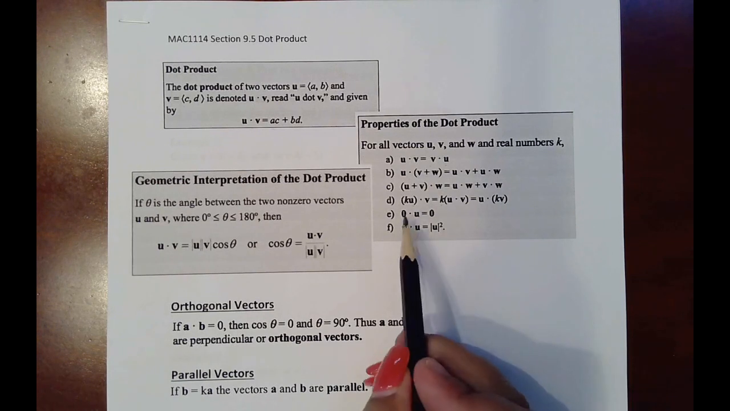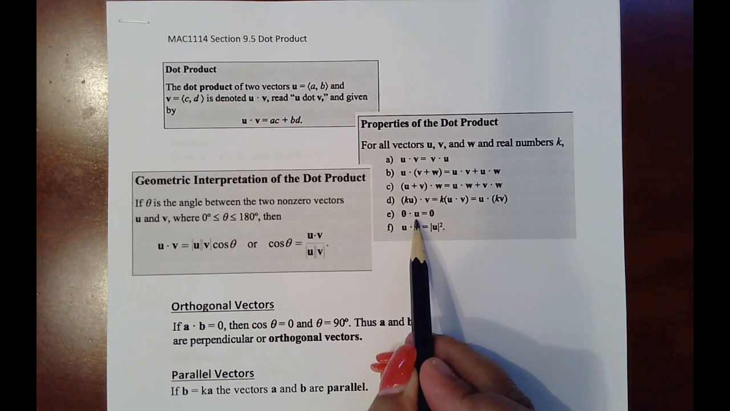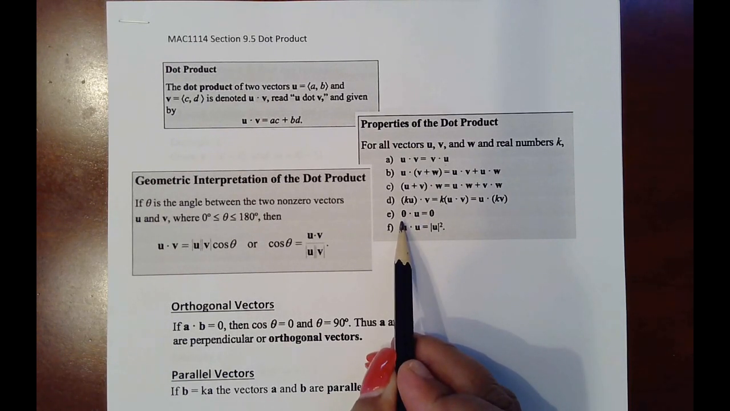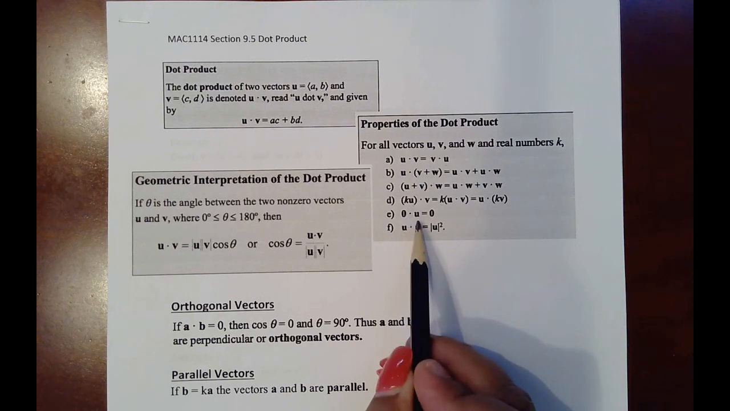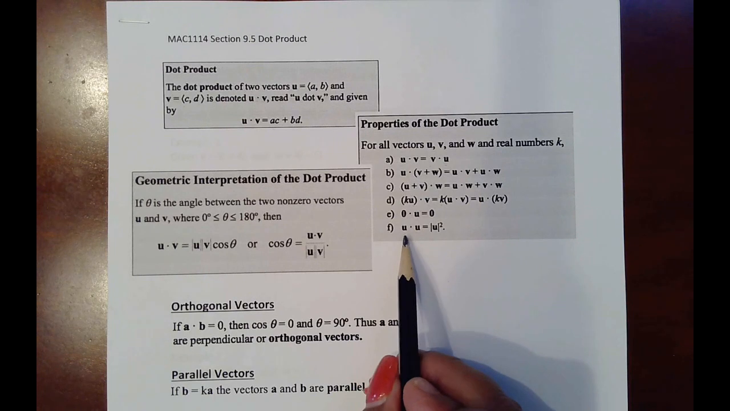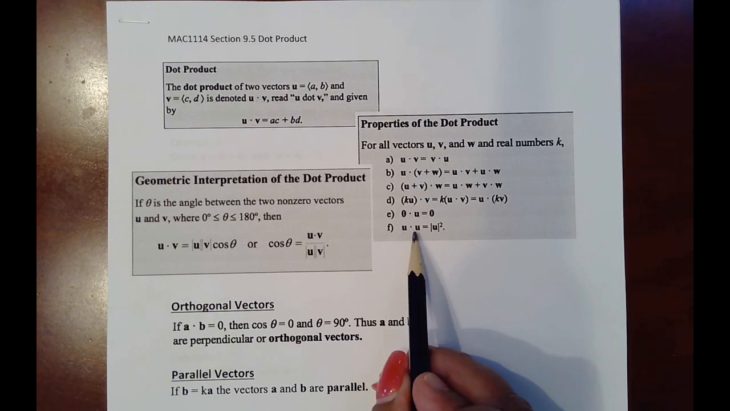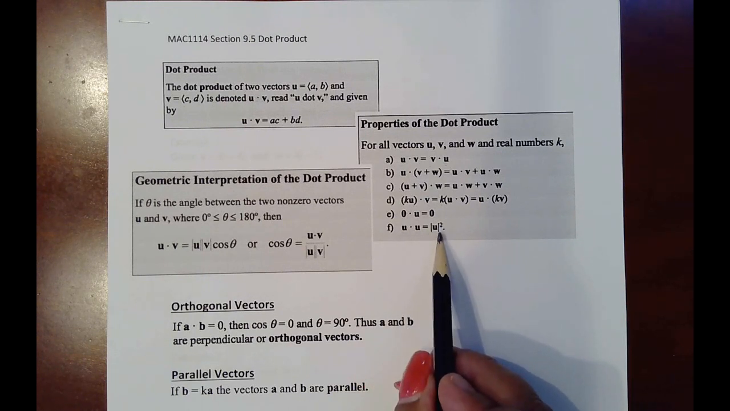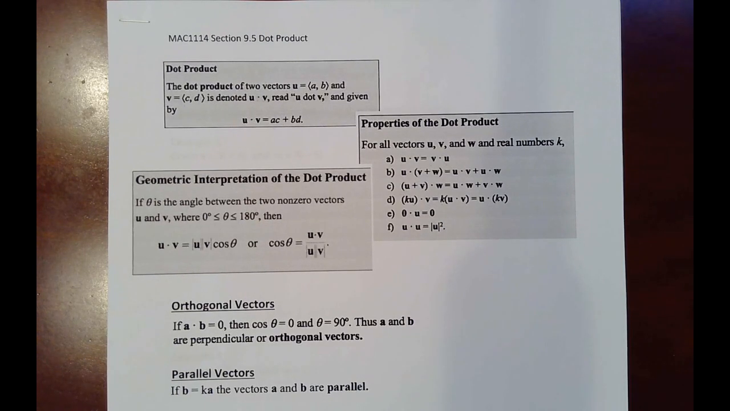Okay, then we have 0 times vector u. You're doing the dot product of 0 times a vector, and that is just 0. And then if you have the dot product of vector u times vector u, that's the same thing as u squared, the vector u squared. So just different things that you can do with the dot product.